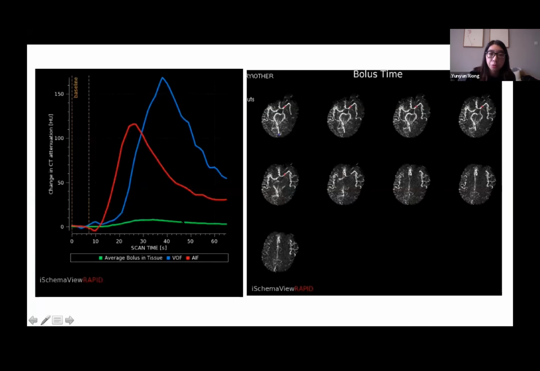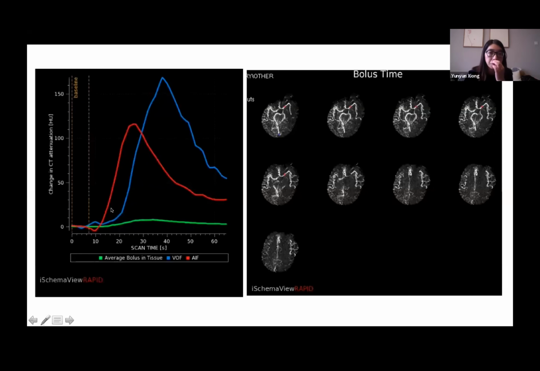So these two parts are essential for the perfusion map and the volumetric calculation. If we assign the wrong location for the arterial input function, the software will automatically give you the numbers of the core volume and the hypoperfusion, but they make no sense. So we need to look at the AIF location and the curve.